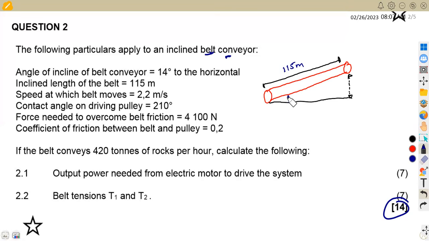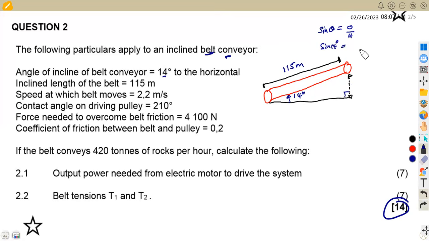So the angle of inclination, that is our theta, is 14 degrees. And remember, this is a right angle triangle, so you can even apply your trigonometrical ratios. From the ratio of sine of theta, because this is opposite and this is the hypotenuse, you know that sine of theta is equivalent to the opposite over the hypotenuse. So sine of theta, which is 14 degrees, is equal to the opposite, which is this height h.